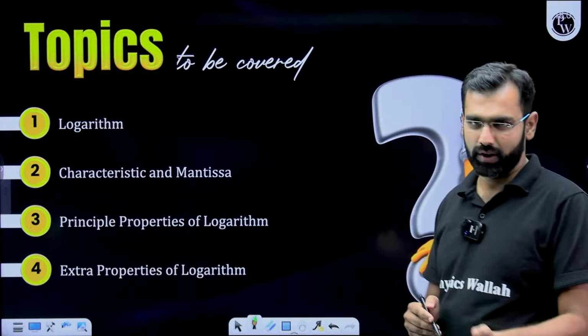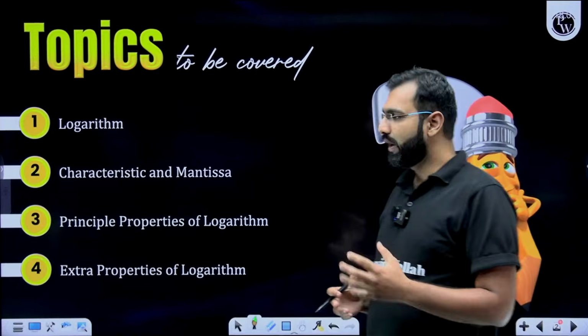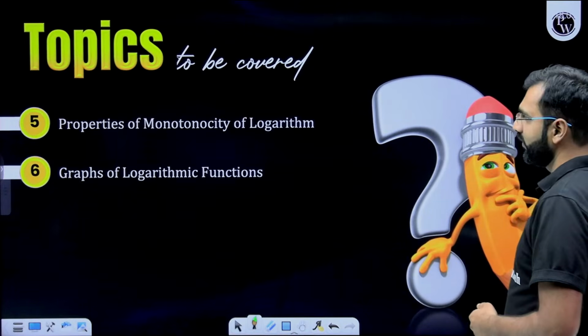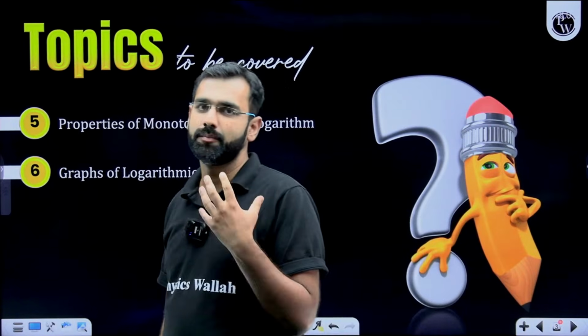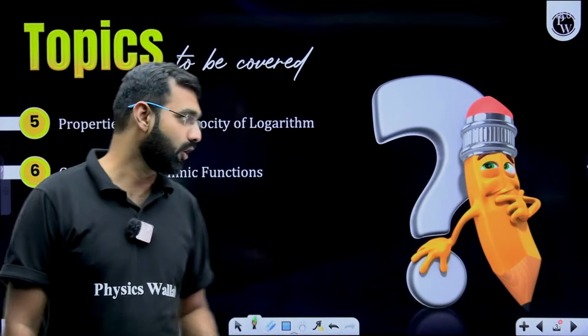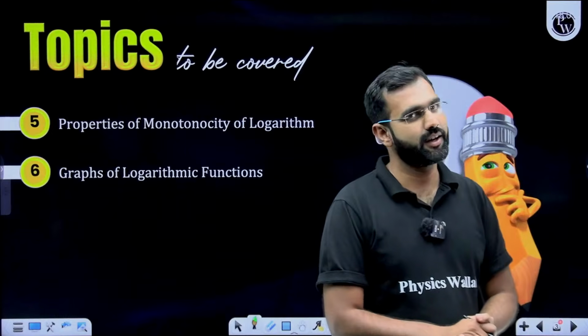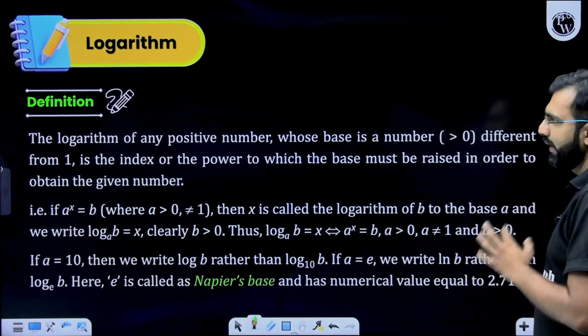So let's get started with crystal clear clarity about what all we will be covering. We'll be understanding logarithm, then of course we'll talk about characteristic and mantissa, and then we'll understand the properties of logarithm. Then there are certain more properties which we'll discover, and then we'll talk about the monotonicity of logarithm, that how does it behave, how does it perform, and then of course we'll be solving certain questions, while understanding the graph of logarithm. So this is all majorly we'll be covering. So here, let's get started.